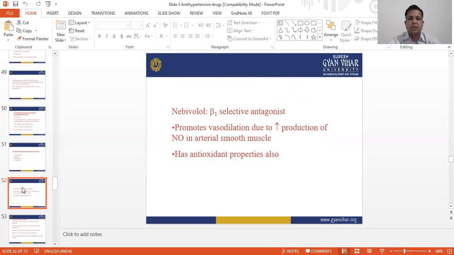Nebivolol is a beta 1 selective antagonist. It promotes vasodilation due to increased production of nitric oxide in arterial smooth muscle. It has antioxidant properties also.